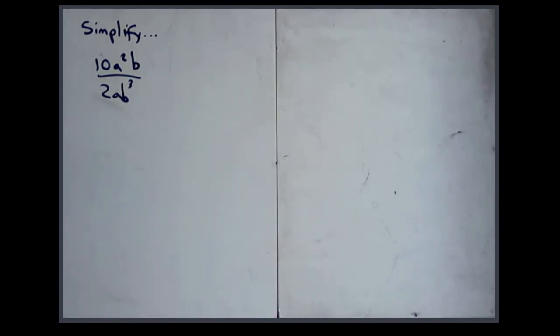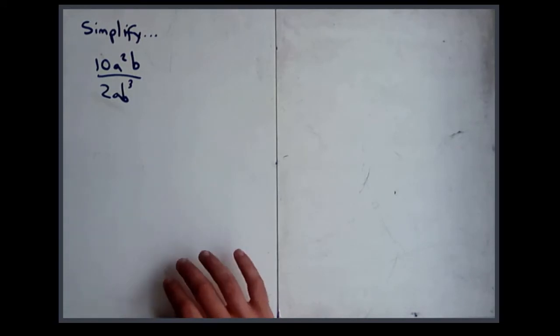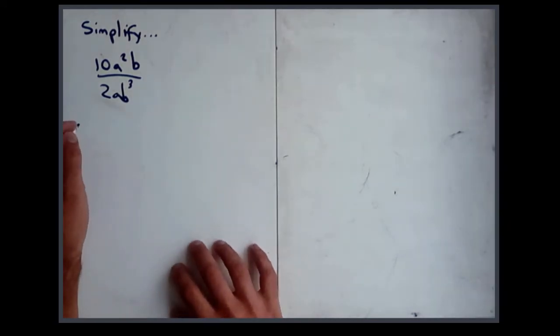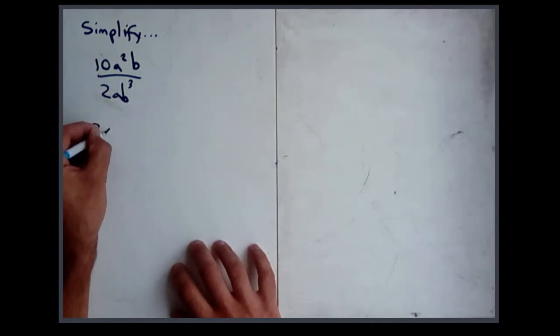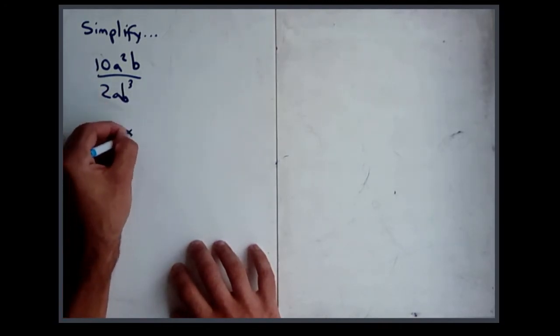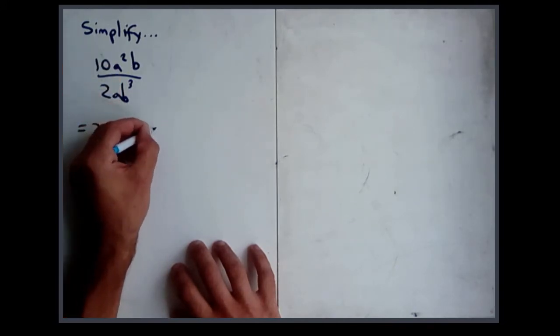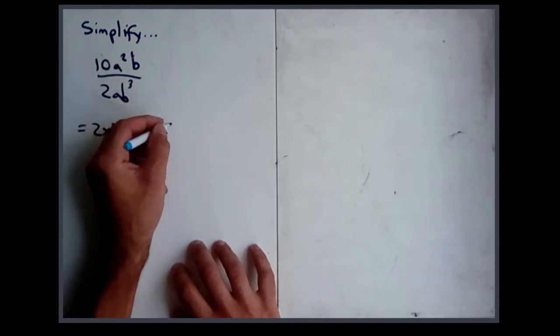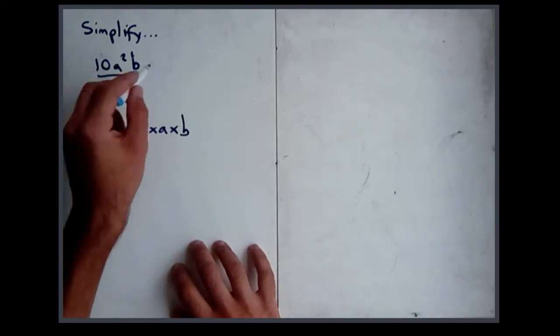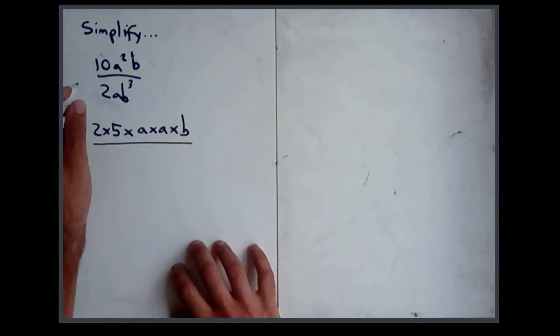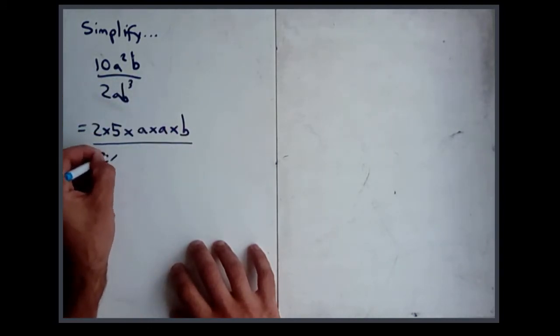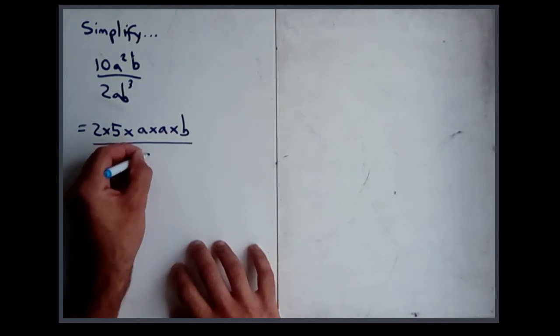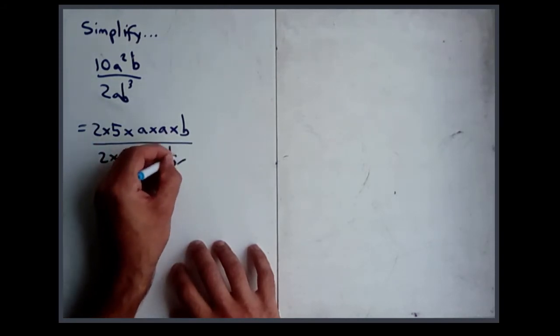Now, if you're very good at this, you don't need to do this next step. I'm doing it more to demonstrate it, from a teaching point of view. So I'm going to say this equals the 10, I'm going to split that into 2 times 5 times a squared. I'm going to call that a times a, and b is just b, so times b. All of these things are being multiplied together over 2 times a times b times b times b.